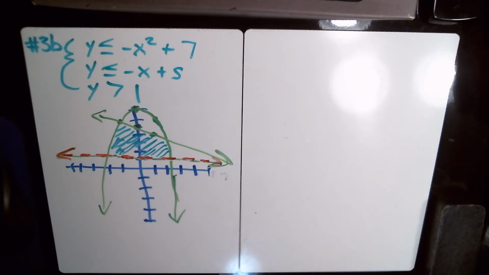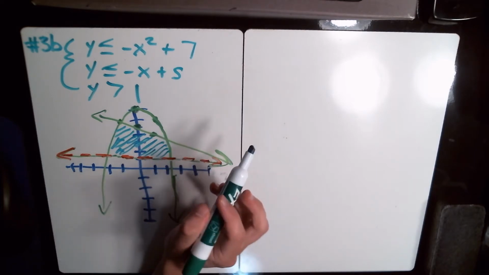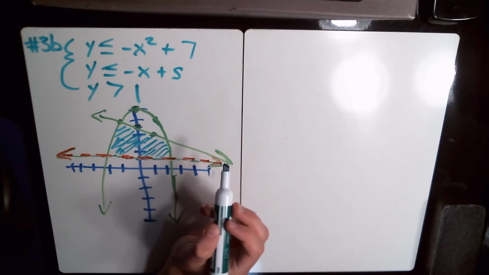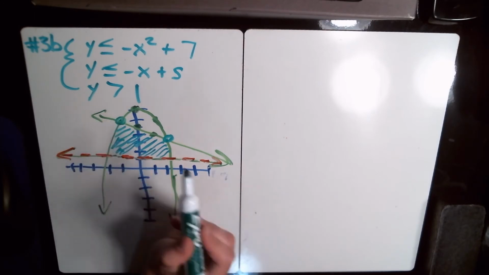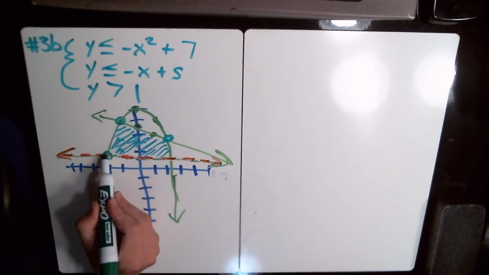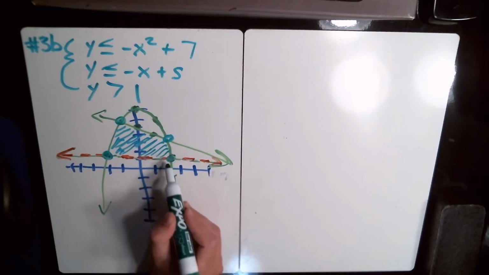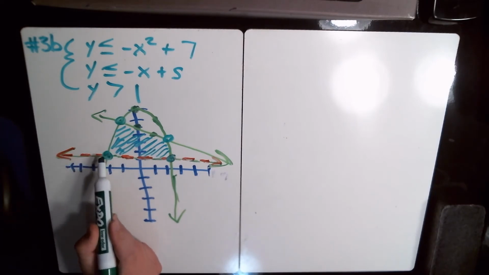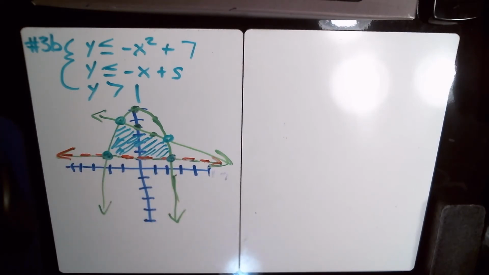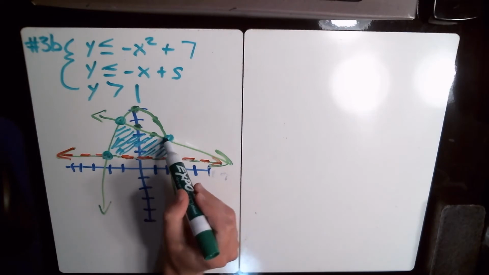It also told us that we wanted to label the vertices. So remember that the vertices are the corner points of this shape. So there's a vertex here, there's a vertex here, and then there are vertices here and here. Now technically these vertices aren't included in the shaded region because they're on this dotted line. But I would still label them. But anyway, how do we figure out where these points are?